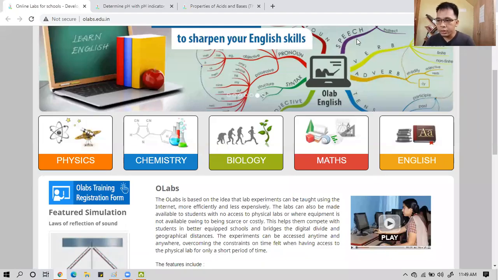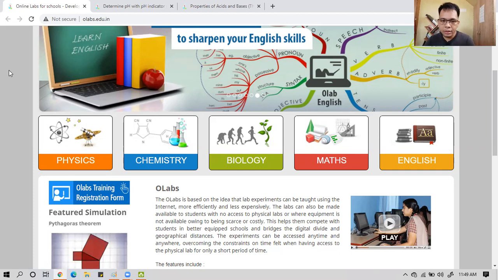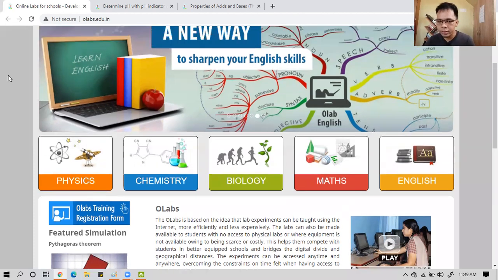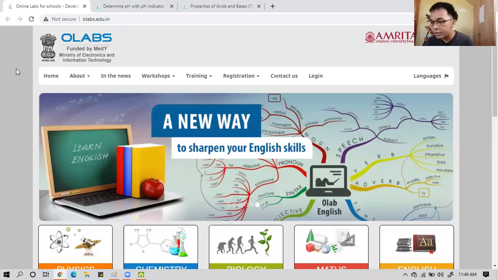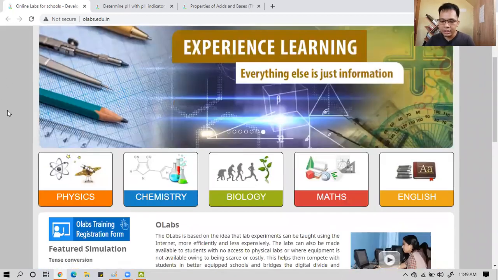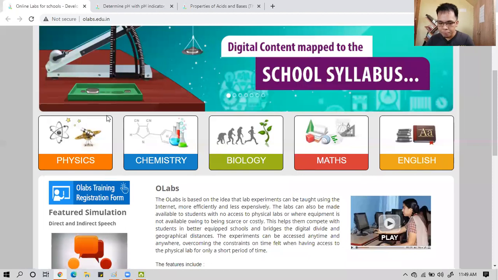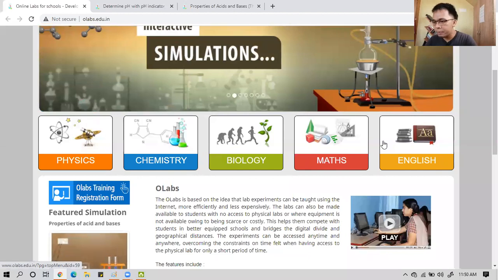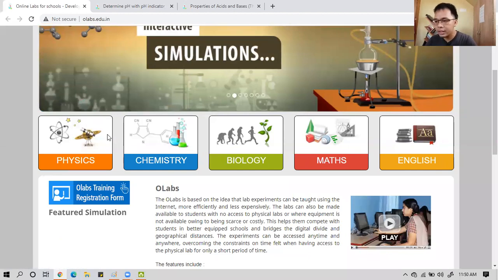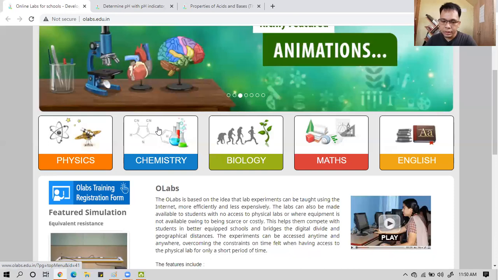Hello class, this is our virtual lab for experiment number 1: acids, bases, and salts and neutralization reactions. In this virtual laboratory, we will use the OLabs or Amrita Labs website for their virtual laboratory. And this website, guys, if you're familiar, has more than just chemistry virtual labs. We also have physics, biology, and math. But since chemistry is our subject, we go to chemistry.